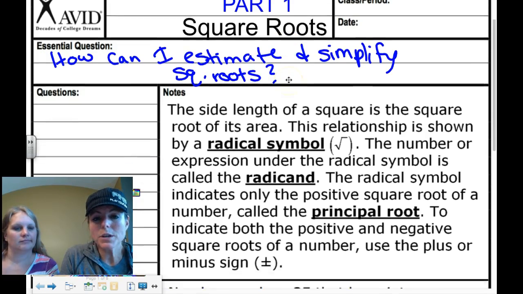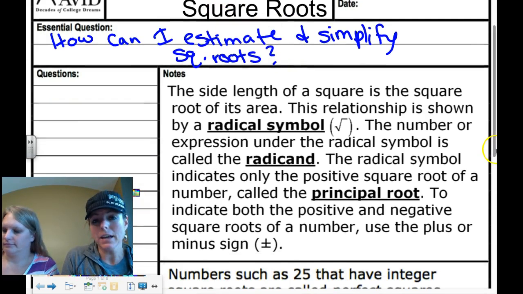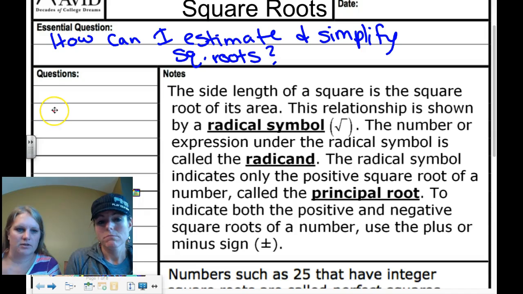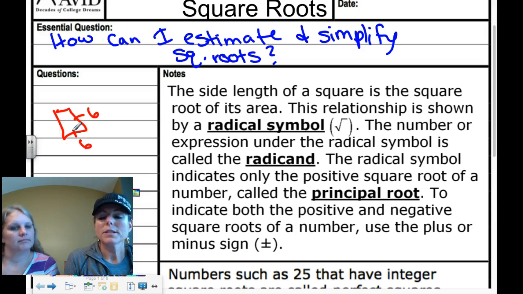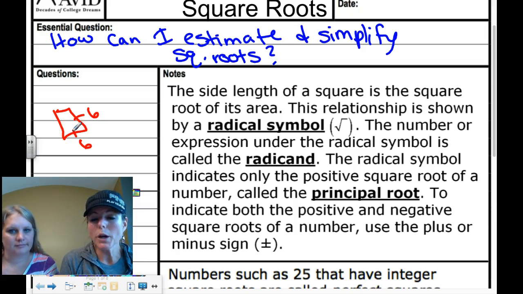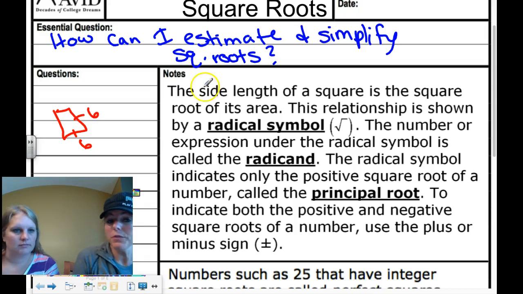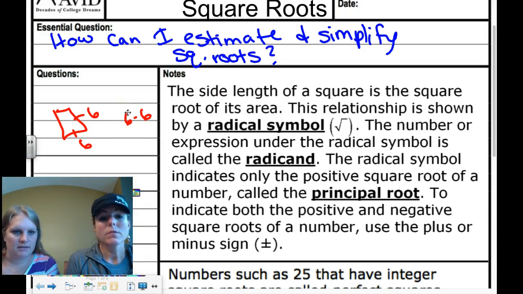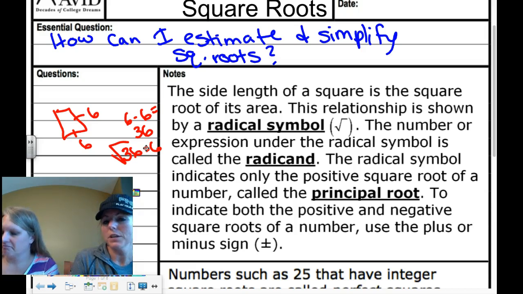Well, it says right here, the side length of a square. Okay, so I'm going to draw a square. Let's call each side 6 and 6. So the side length of a square is the square root of its area. Well, the area of that square is? So we do 6 times 6, which gives 36. If you take the square root of 36, you will get 6 back. That's the definition of square root.